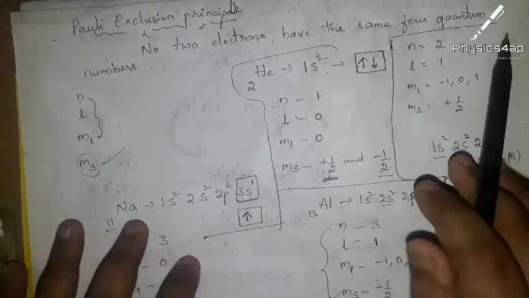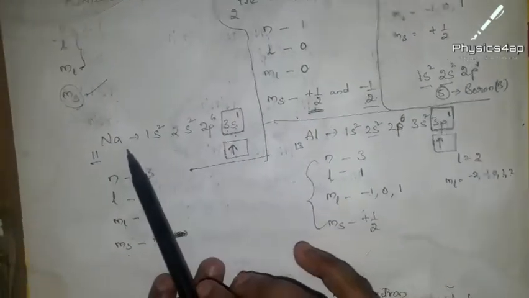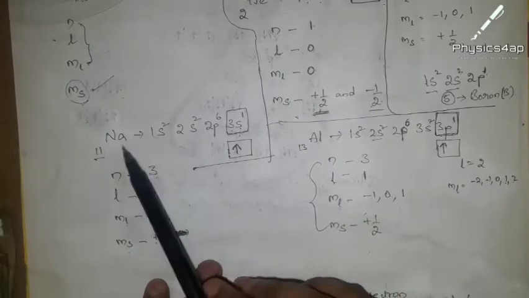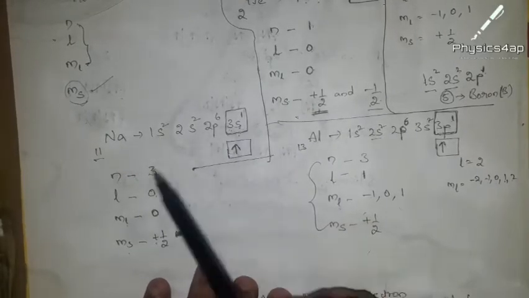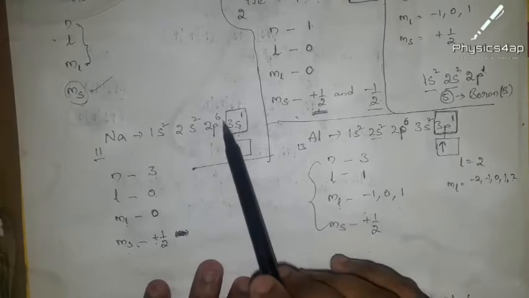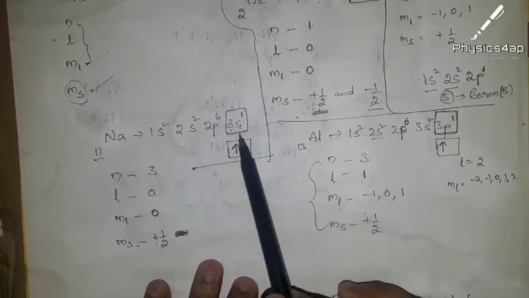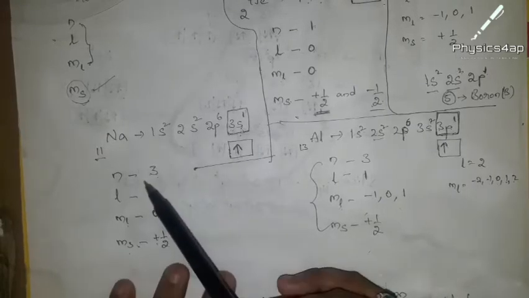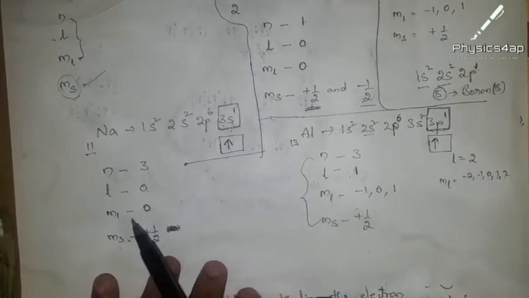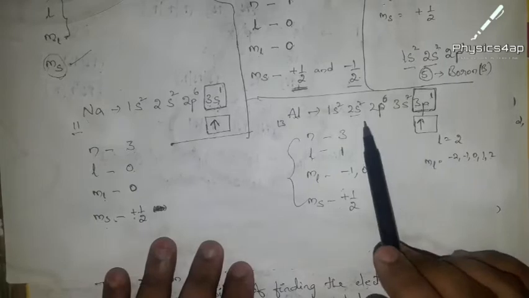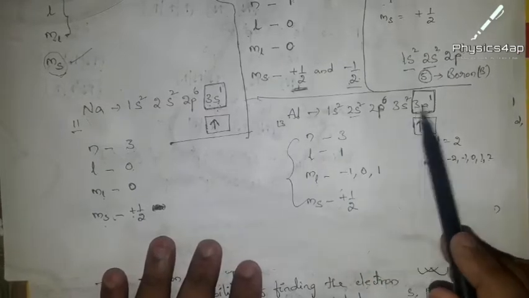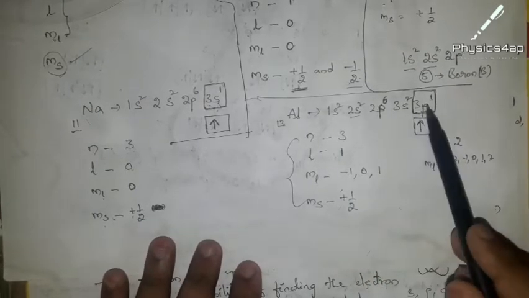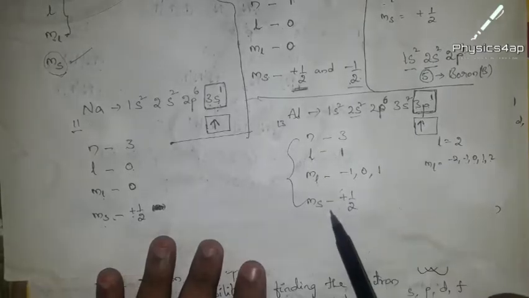And next, we have discussed, with the help of an example, taking sodium, writing the electronic configuration, and writing its principal quantum number. Taking the last orbit, we have the orbital 3s1, which will be considered to write the principal quantum number. Here also we have taken aluminium. While writing the electronic configuration, last we have 3p1. So for this 3p1, we write the quantum numbers.